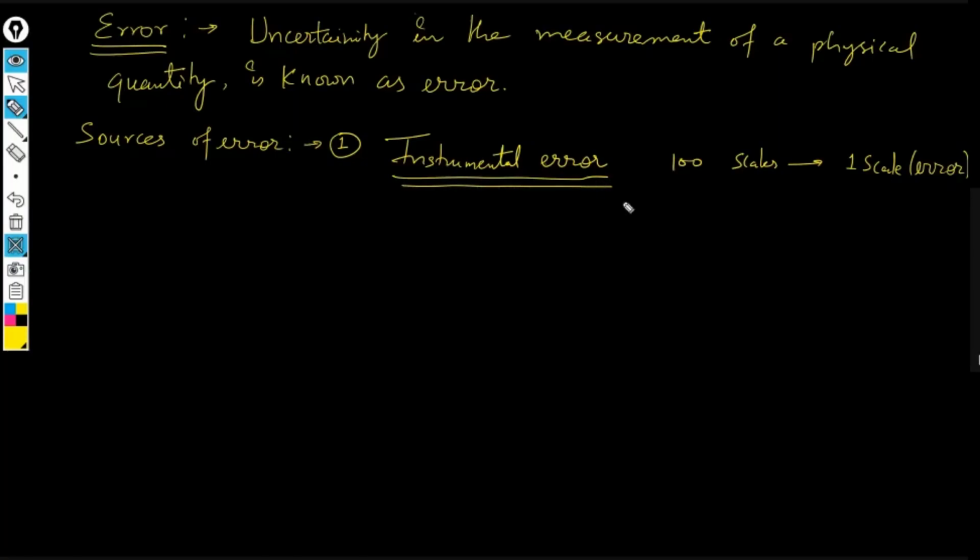And sometimes what happens, when it gets older and older, even though suppose 99 are perfect, but as time passes, when we use them, their efficiency decreases. So that is also known as instrumental error. Right, beta? Yes, sir. Second one is manufacturer error.